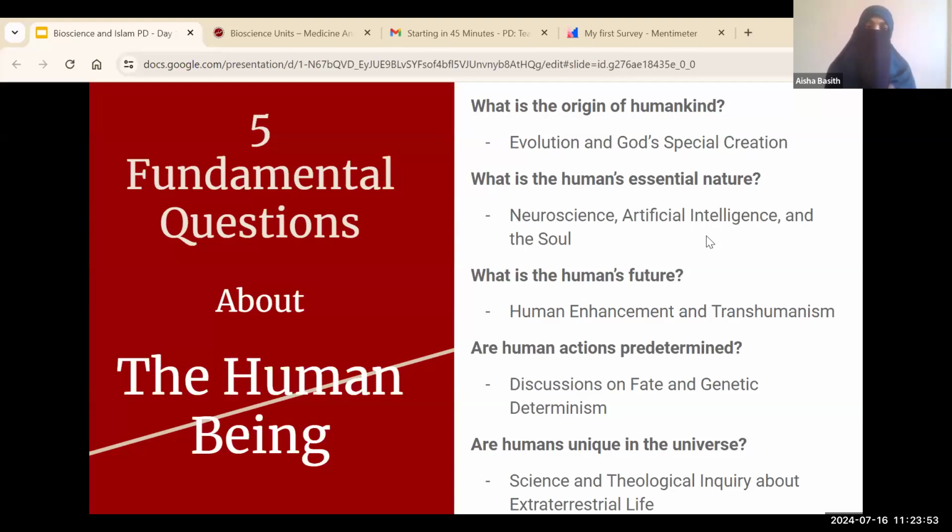And then we move on to, what is the human's essential nature, right? So that we understand, what is a human being? What does it mean to be human? And in this, we'll cover the topics of neuroscience reductionism, particularly artificial intelligence, and how that connects to the soul of a human being.